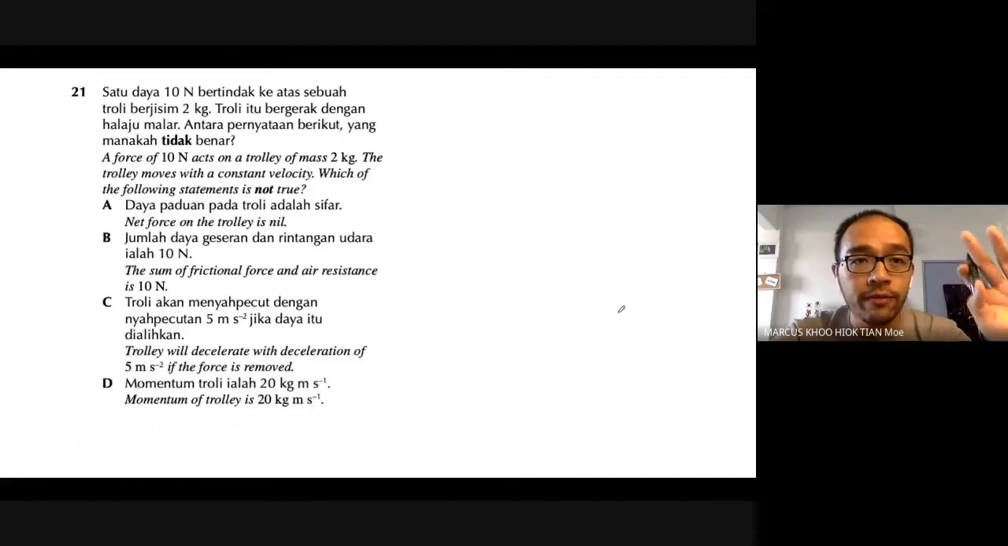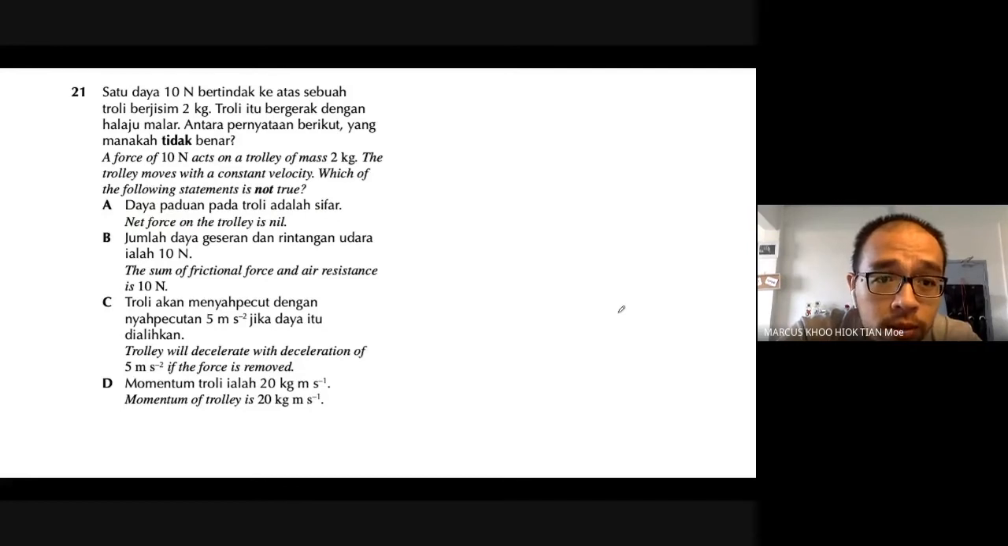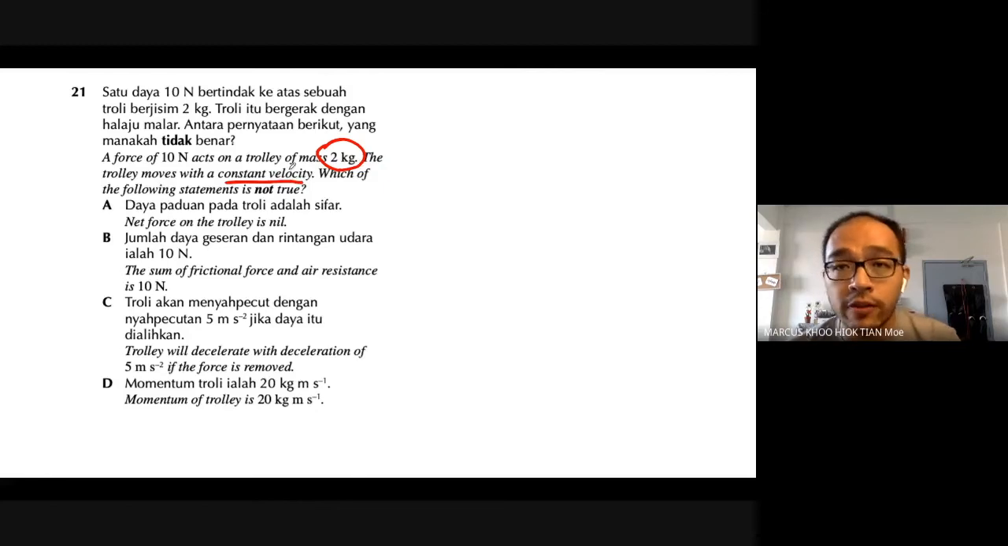Okay, I think we have time for one more. Let's take a look at this. The force of 10 Newton acts on the trolley, mass 2 kg. Trolley moves with a constant velocity. Which of the following statements is not true? Take a look at the answers and tell me what is the answer in a while.